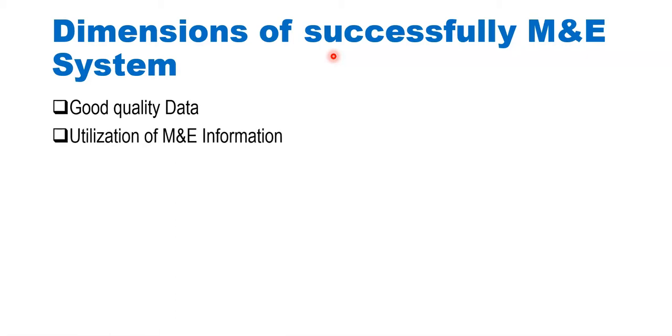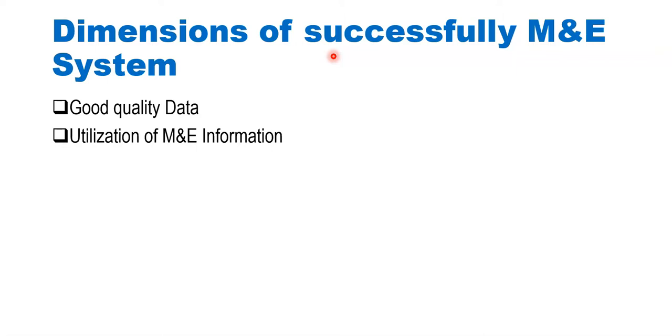So each system has its dimensions. A successful M&E system has three major dimensions. The first dimension is the quality of data. Any M&E system needs to have good quality data that has been collected using methods that are not questionable. Good quality data, and methods and techniques.